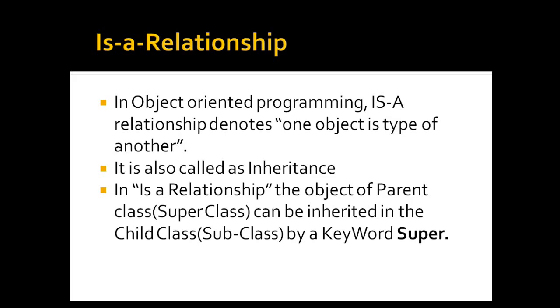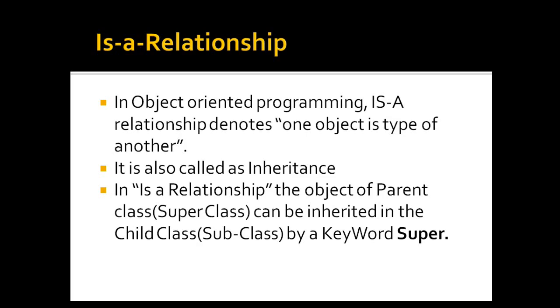In object oriented programming, the is a relationship denotes that one object is a type of another object. It is also called inheritance. In the is a relationship, the object of a parent class, which is also known as superclass, can be inherited in the child class by the keyword super.